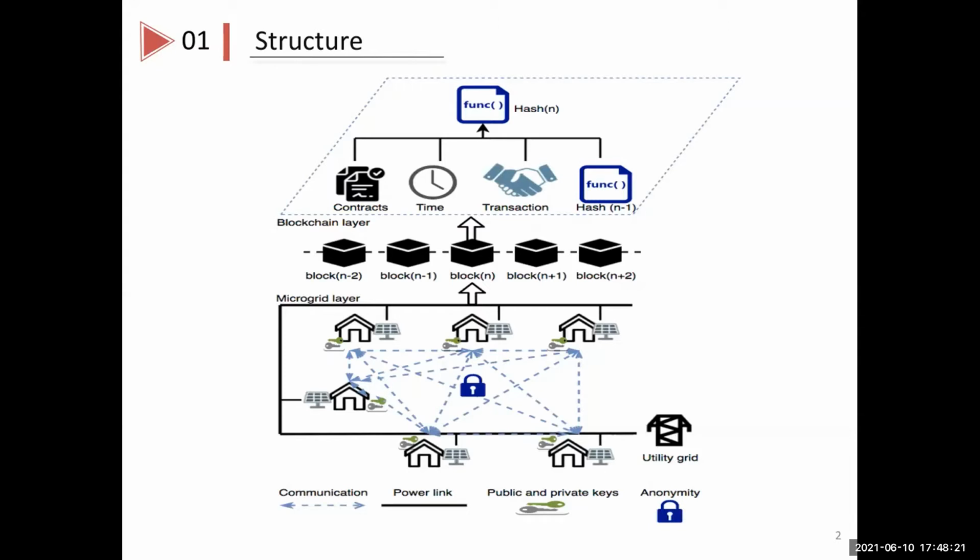At the bottom is the microgrid, in which peer-to-peer energy trading happens. And the blockchain provides the platform for the prosumers to trade their energy directly with each other, including the information exchange, the contract negotiation, and things like that.